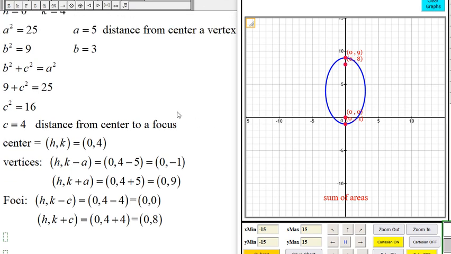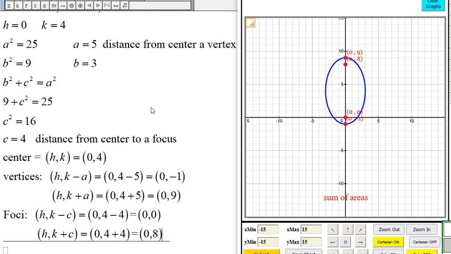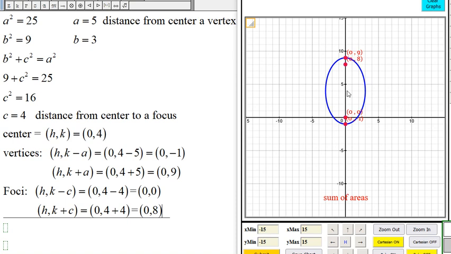And this is what the ellipse looks like. So the equation is x squared divided by 9 plus y minus 4 squared divided by 25 equal to 1. And this is the graph for the ellipse. And then we have the center at 0, 4, which is right here. And then the two vertices, they're at 0, negative 1, and 0, 9. And then the two foci, they're at 0, 0, and 0, 8.